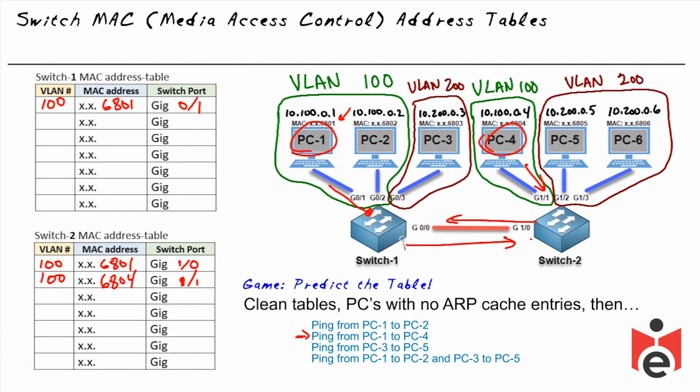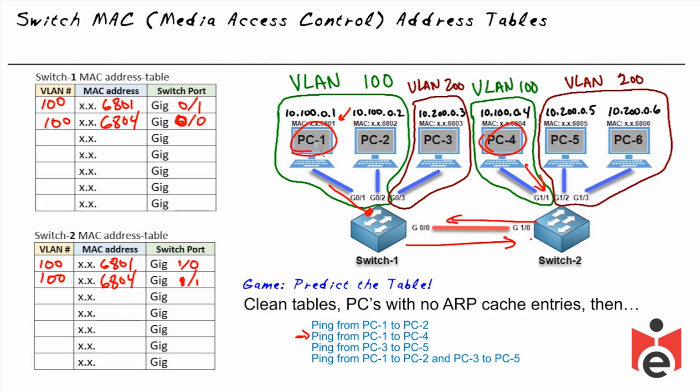That's received by gig 0/0 on switch 1. So on gig 0/0, switch 1 now learns about the MAC address of PC4 from its source MAC address, and its MAC address is ending in 6804, and that's also in VLAN 100 because the frame going this way also was tagged with an 802.1q tag, indicating that frame belonged to VLAN 100.